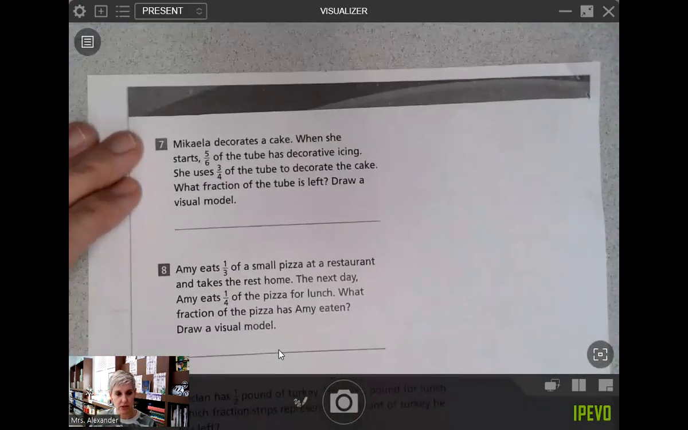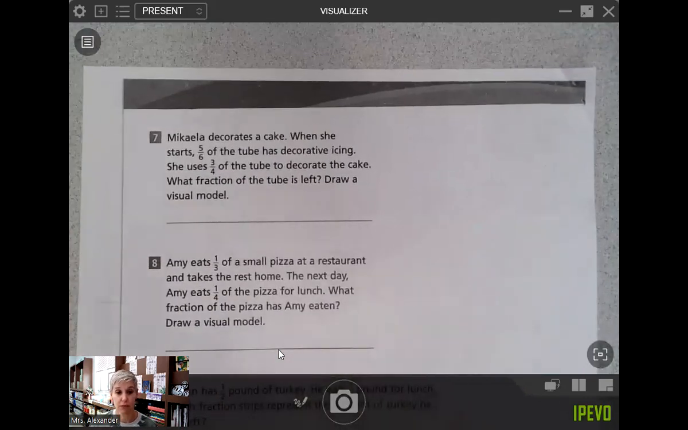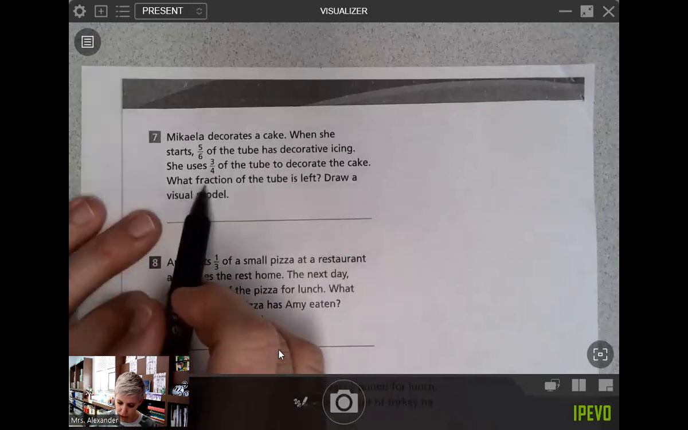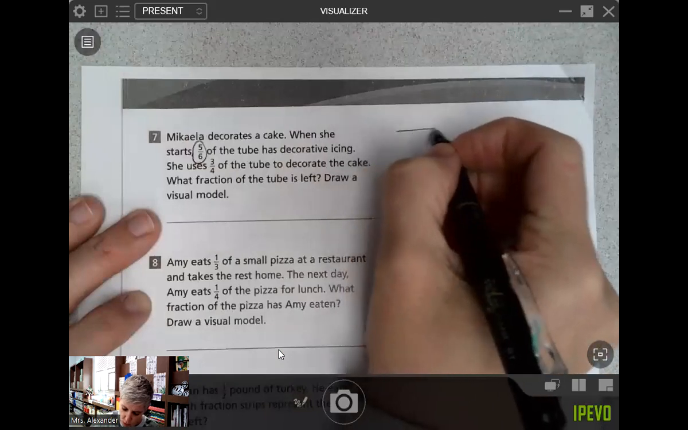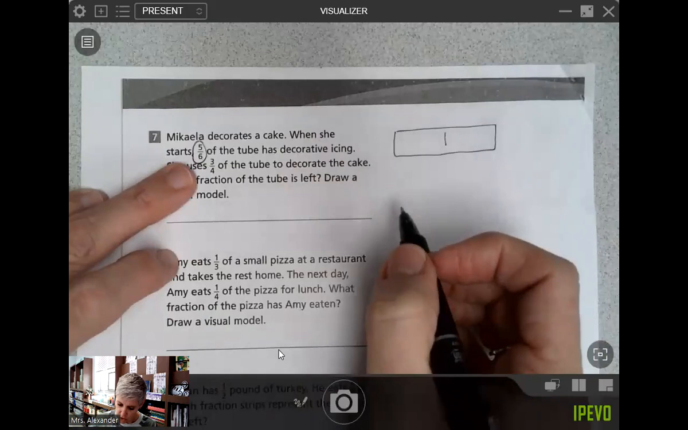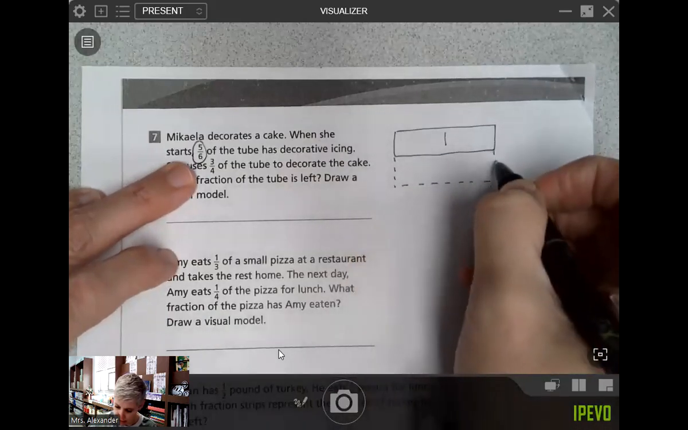Let's see. Here our situation says Michaela decorates a cake. When she starts, 5/6 of the tube has decorative icing. She uses 3/4 of the tube to decorate the cake. What fraction of the tube is left? So she had the whole tube at one point. There's 1. She uses, I'm sorry, it has now 5/6.